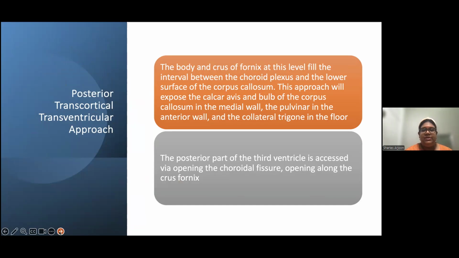This approach will expose the calcar avis and the bulb of the corpus callosum in the medial wall, the pulvinar in the anterior wall, and the collateral trigone in the floor. The posterior part of the third ventricle is accessed via opening the choroidal fissure, opening along the crus fornix.